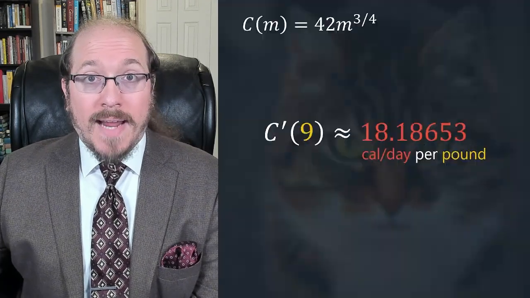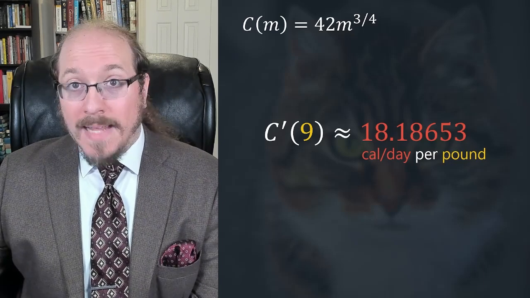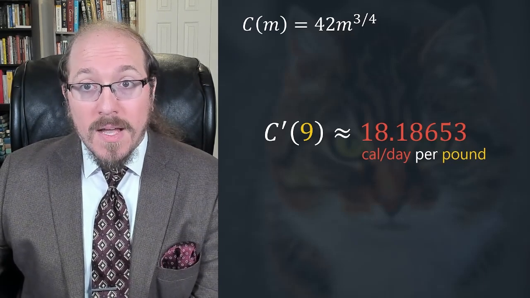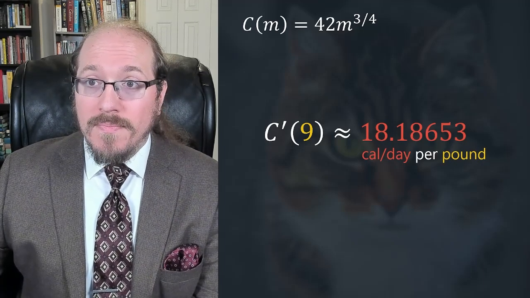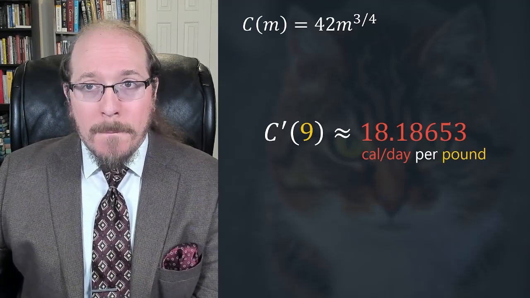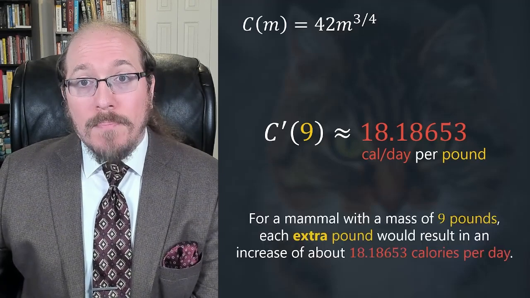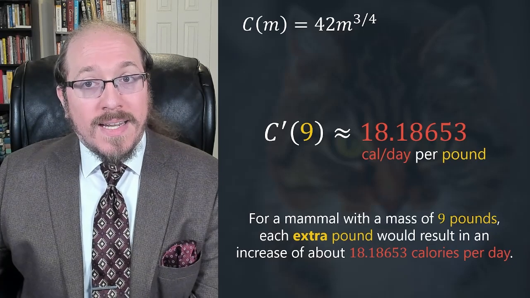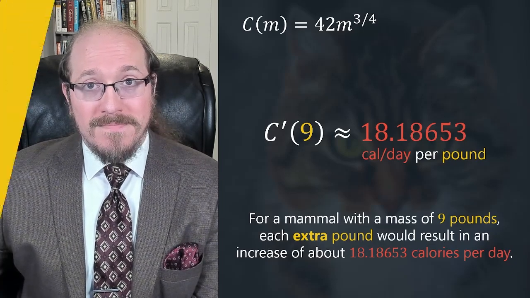So going back to our calories versus mass example, the input is pounds mass and the output is calories per day, so the derivative is measured in calories per day per pound. What that means is for a mammal, like a cat with a mass of 9 pounds, each extra pound would result in an increase of a little over 18 calories per day.